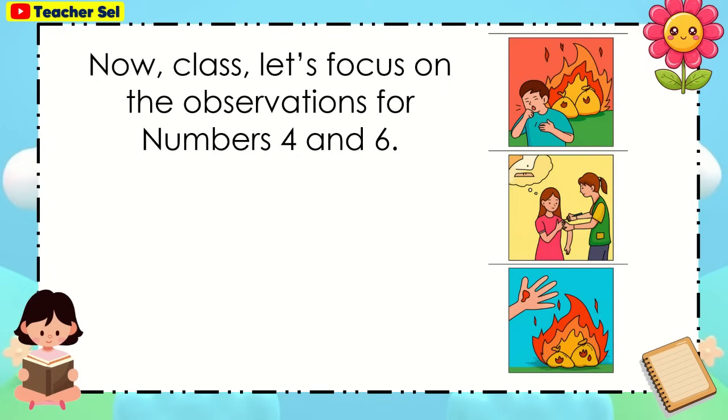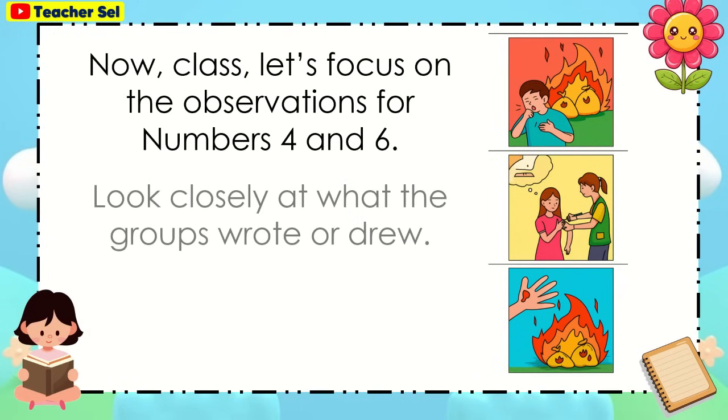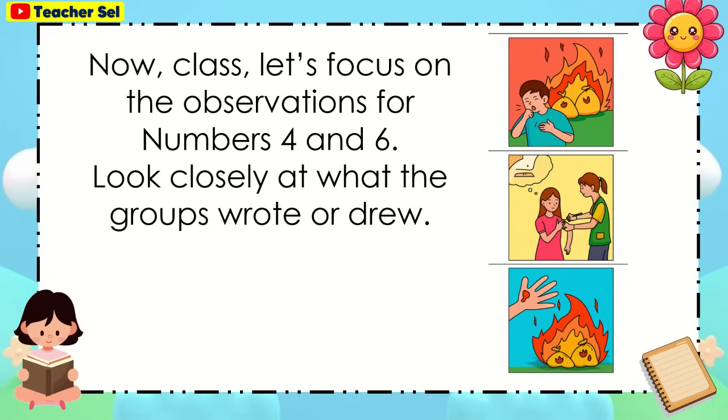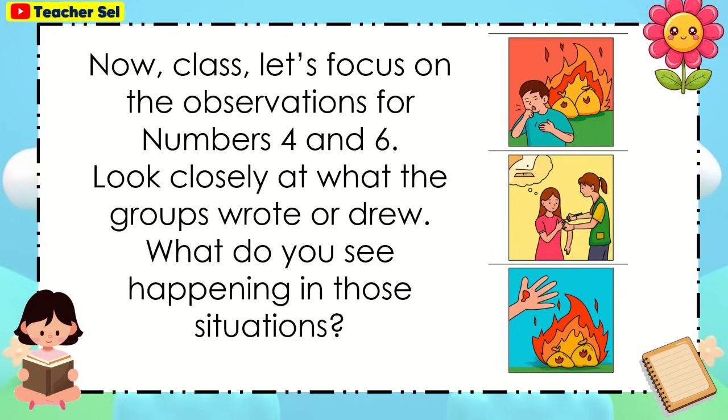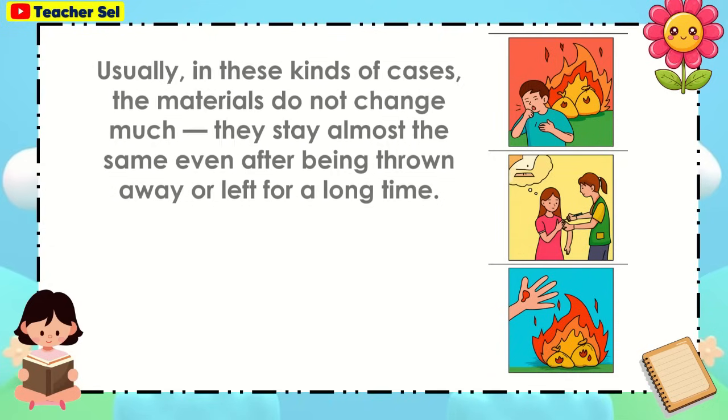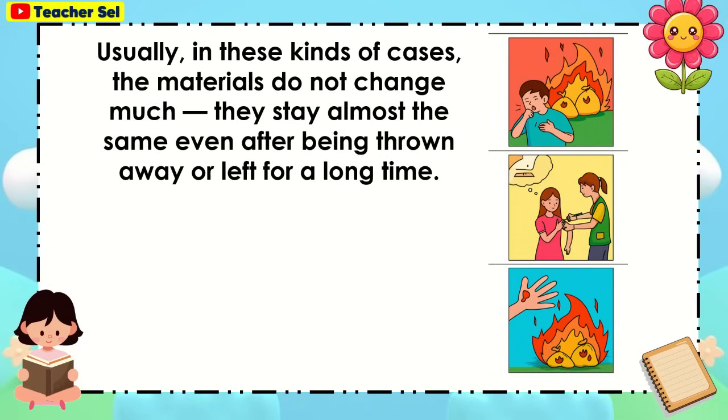Now class, let's focus on the observation for numbers 4 to 6. Look closely at what the groups wrote or drew. What do you see happening in those situations? Usually in these kinds of cases, the materials do not change much. They stay almost the same even after being thrown away or left for a long time.